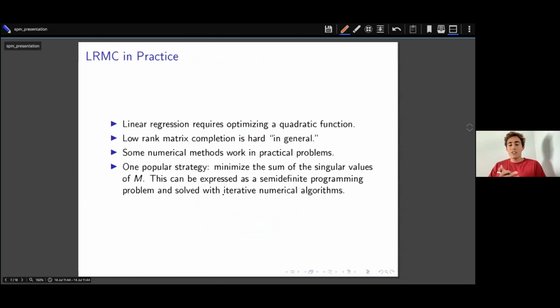Only problem, there's a little problem, which is that low-rank matrix completion is pretty hard. One of the attractive features of linear regression was that it's very easy to solve. Low-rank matrix completion is not easy to solve. There's no algorithm that, in general, we can just throw at a problem and it'll efficiently compute the solution. But we do have a numerical method that seems to work in practical problems.